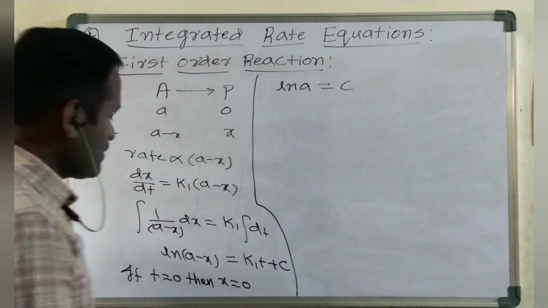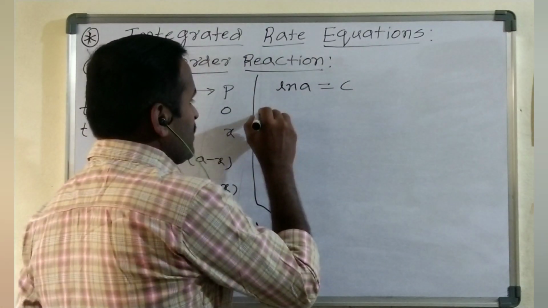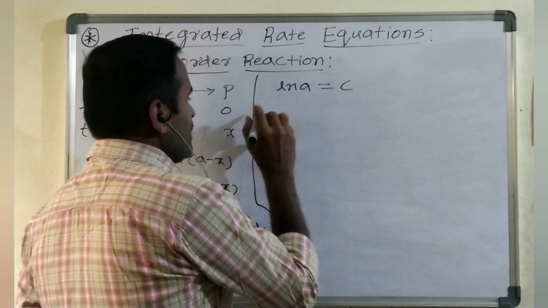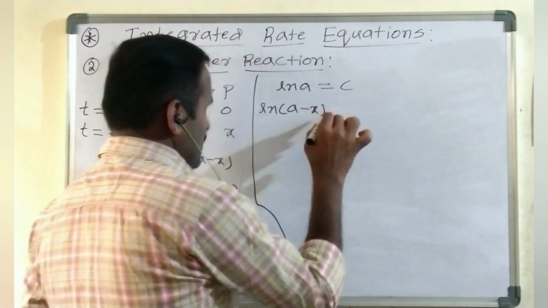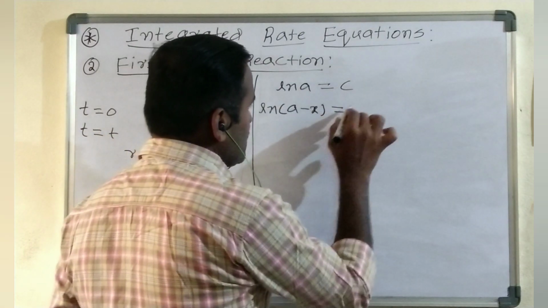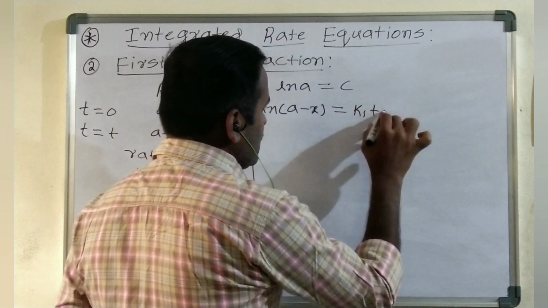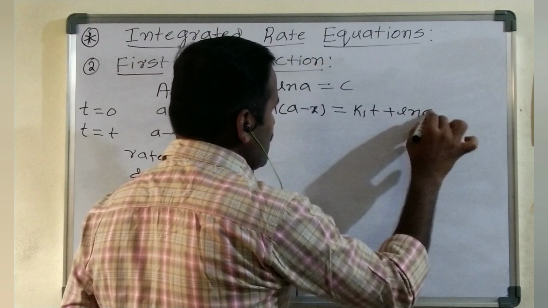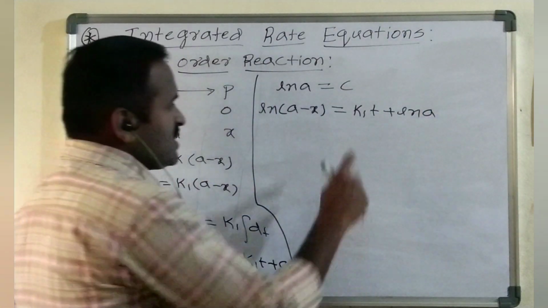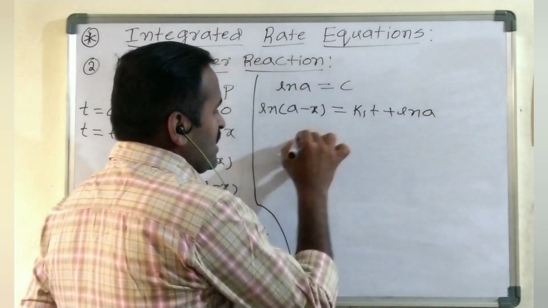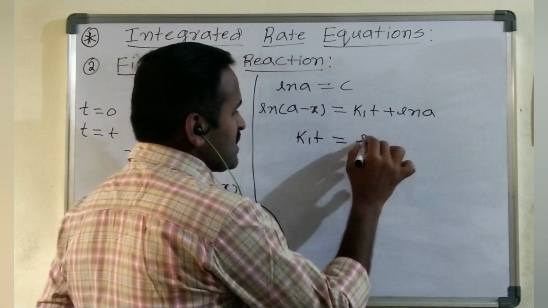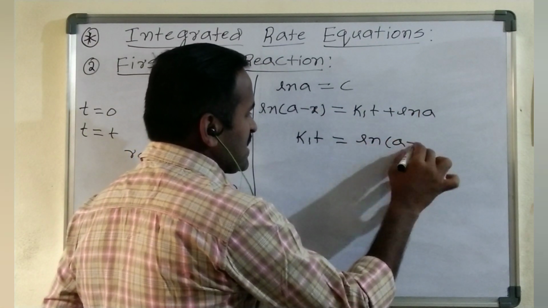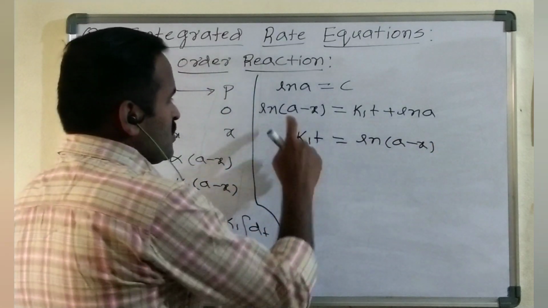That c value we can substitute in the above equation, and you will get minus ln a minus x equals k1 into t minus ln a. So I can write this as simply k1 into t, and this ln a you can take to this side, which is simply ln a minus ln a minus x.